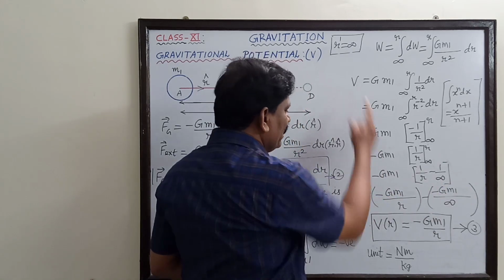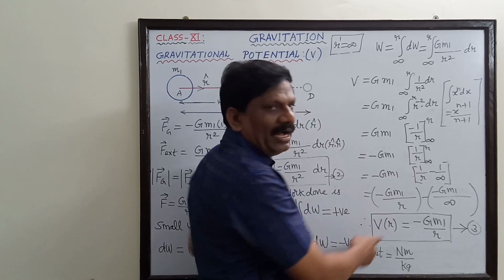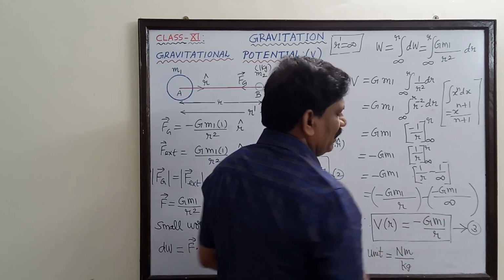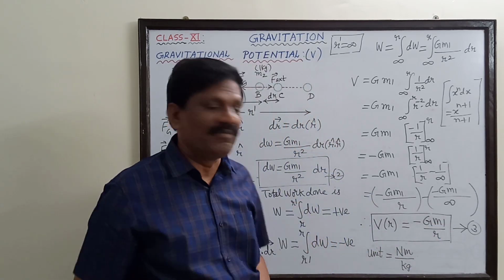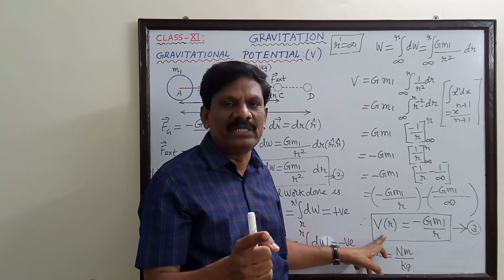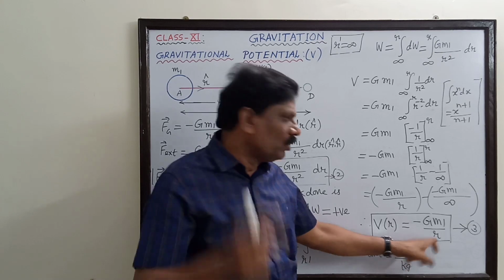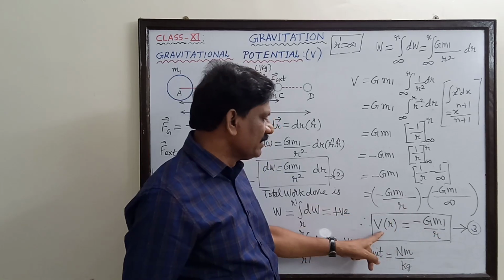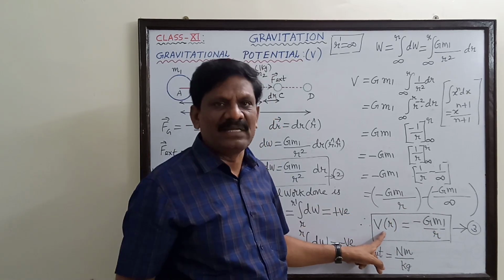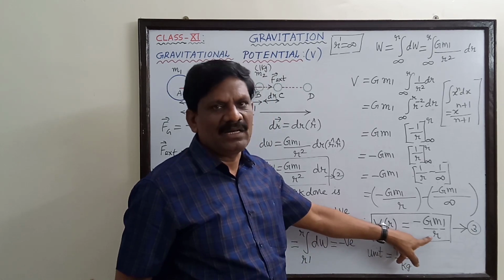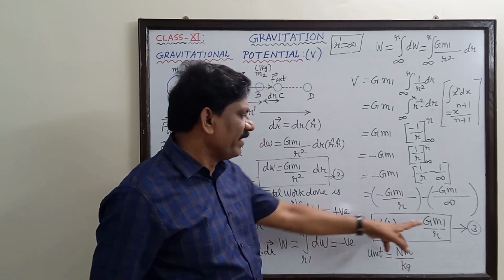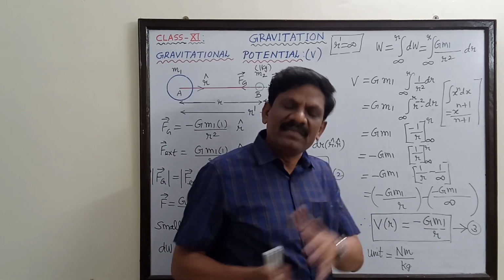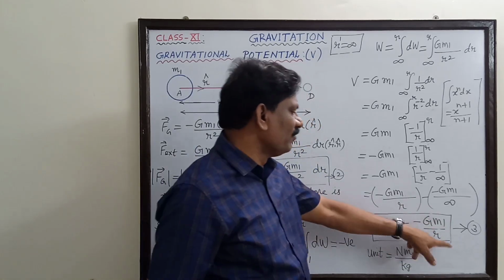Therefore, we get the V as a function of r. V of r. How to read this? V as a function of r is equal to minus G m1 by r. So clearly, my dear students, you have to understand the fact that V is the gravitational potential at a distance r due to the source mass only. Understand? So this is the potential due to the source mass, at a distance r. So this is the final expression for the gravitational potential at a point due to a given mass m1 at a distance r. Okay, that is minus G m1 by r.